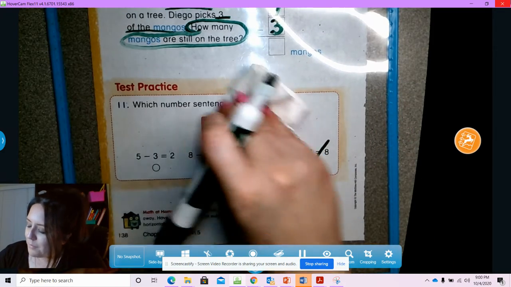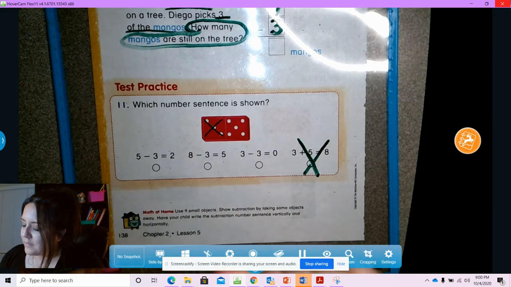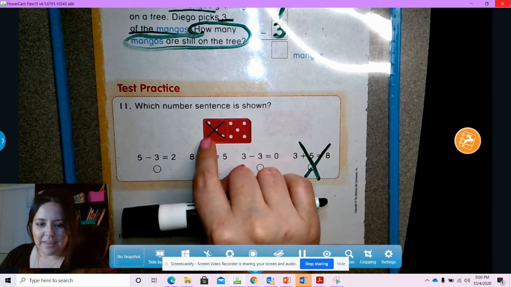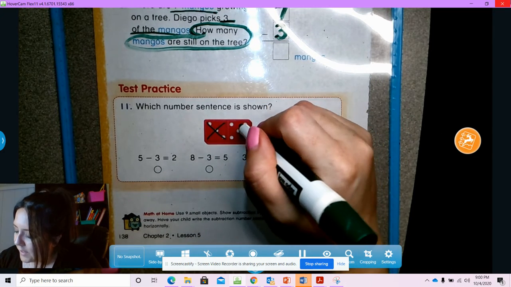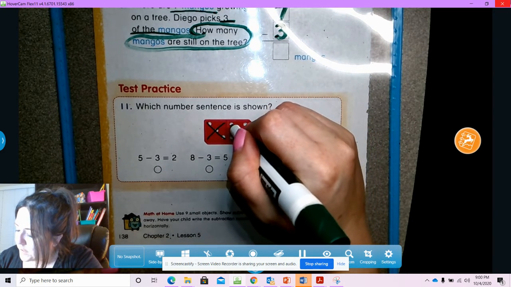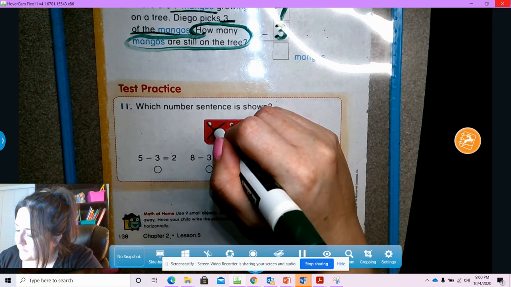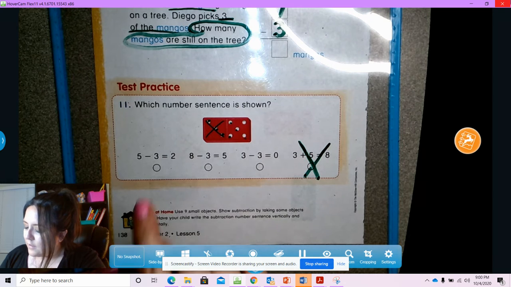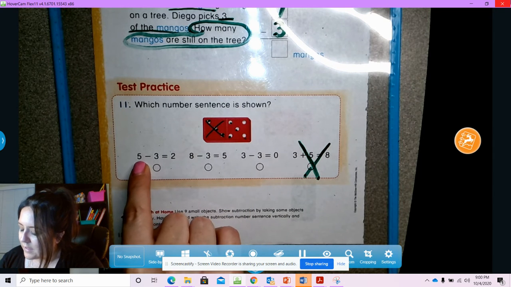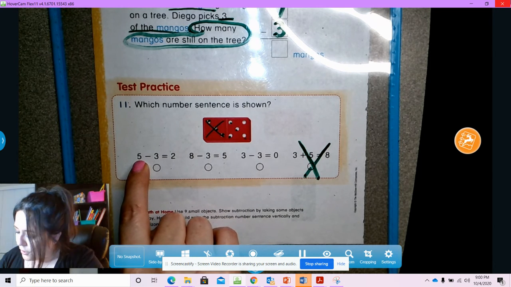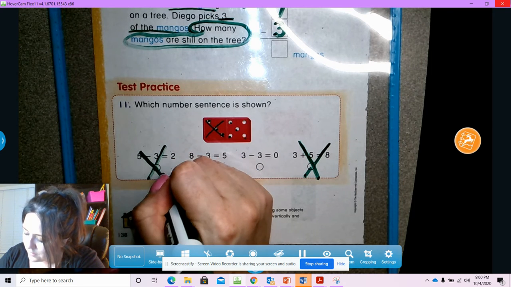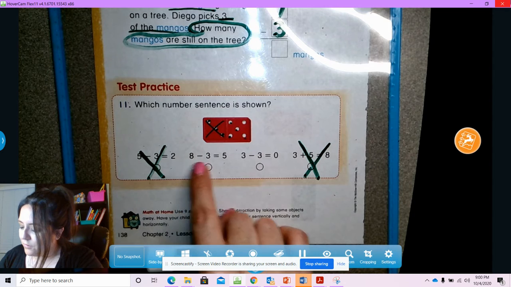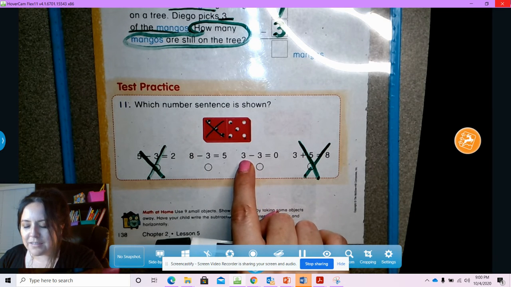So I'm gonna look at my domino. I know that in subtraction, my first number is how many I have all together. So let me see how many I have. 1, 2, 3, 4, 5, 6, 7, 8. So there were 8 dots altogether in the beginning. So I'm going to look through my number sentences. Does that start with 8? No. Does that start with 8? Yeah, but I'm going to check my other answers too. Does that start with 8? No.